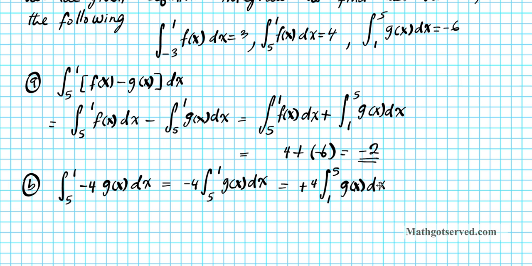So we're going to now make a substitution. This becomes 4 times negative 6, which equals negative 24.